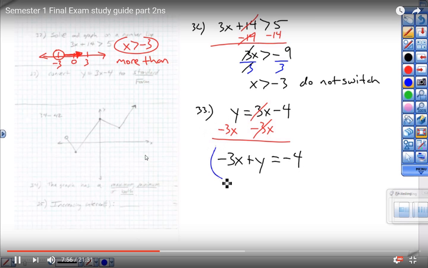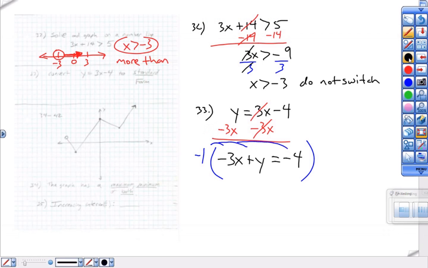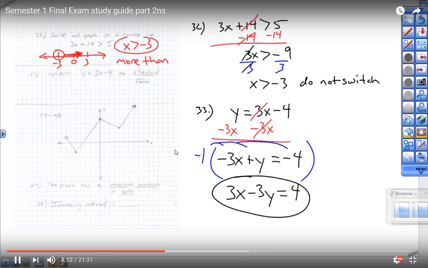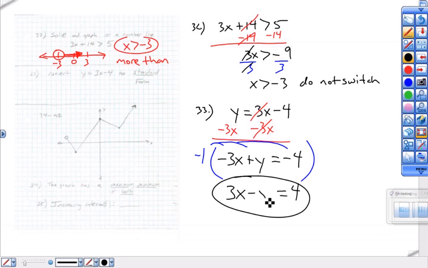And now right there, I cannot have that first term be negative, so I'm going to multiply by negative 1. But remember to multiply all three terms by negative 1. So that will give me positive 3x minus y equal positive 4. I will change this to minus y. I will fix that, I promise. So with that eraser and that being negative y, that answer is 3x minus y equals 4.